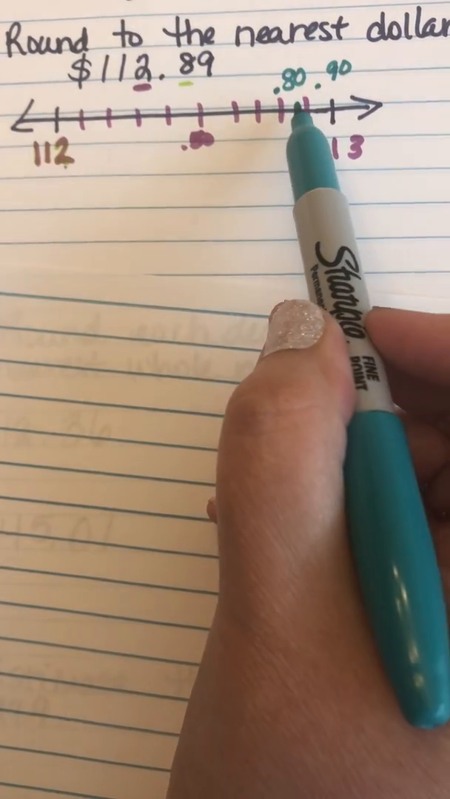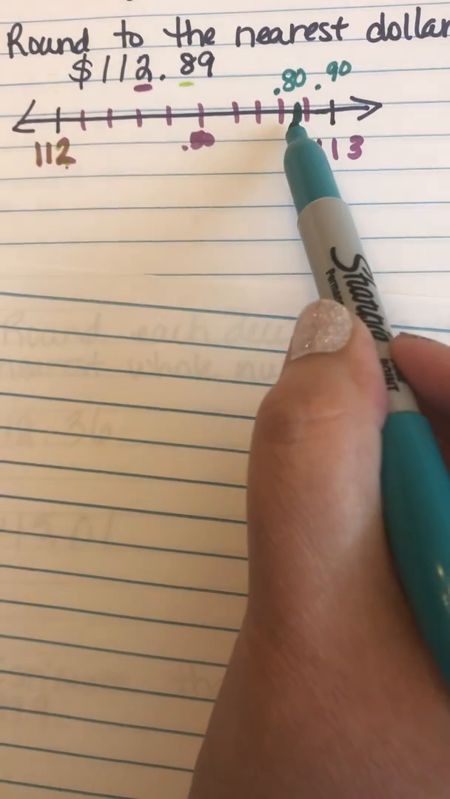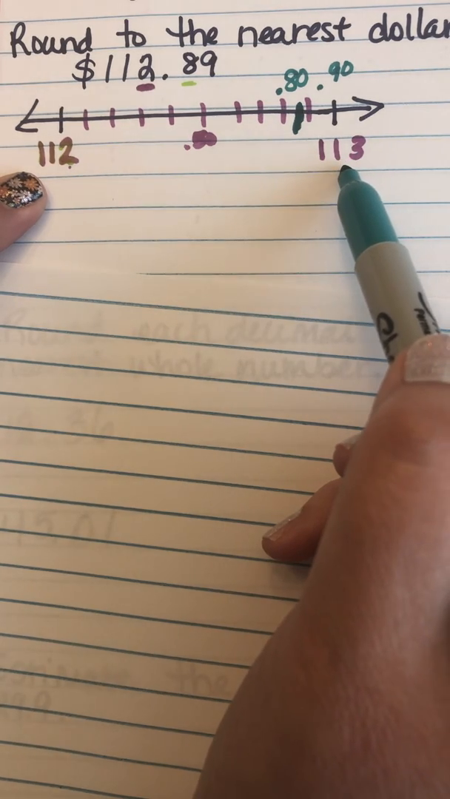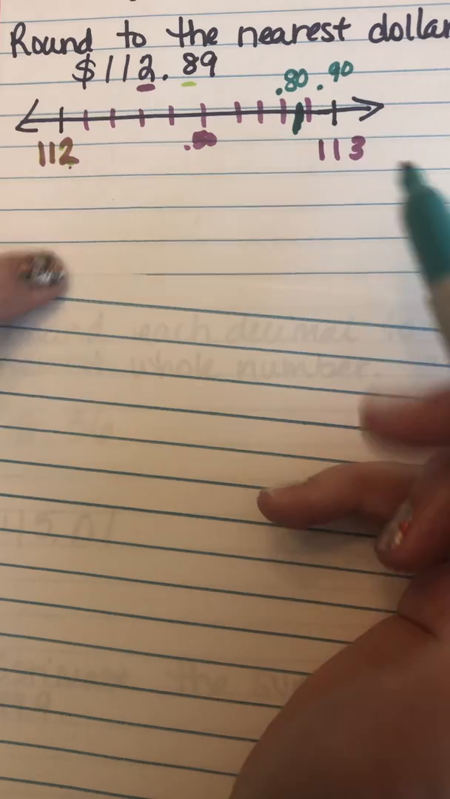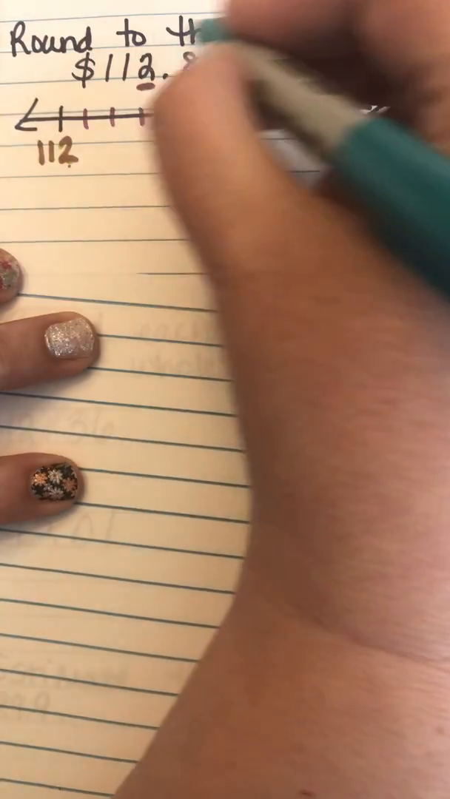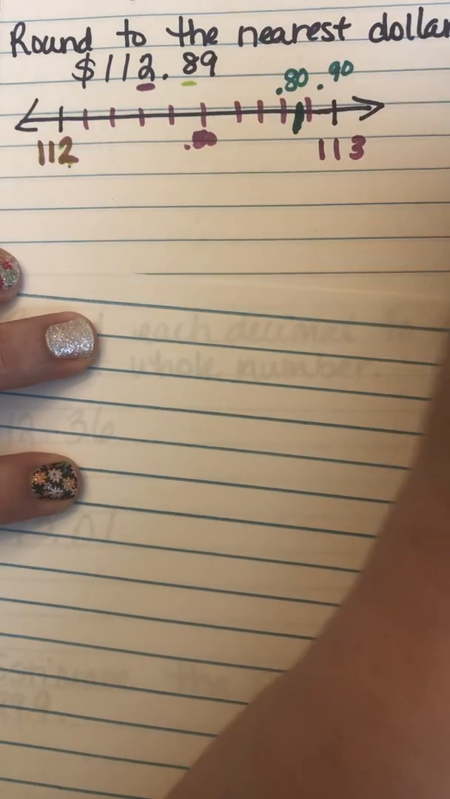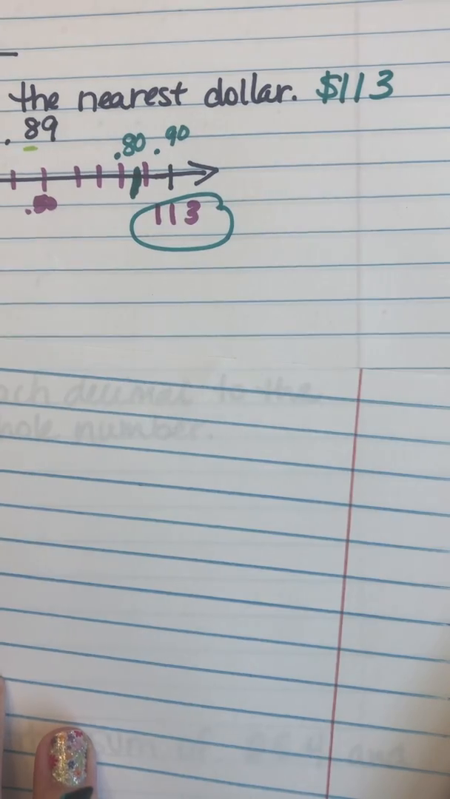If I'm rounding to the nearest dollar, and this is my mark right here, I can look at it and ask, is it closer to 112 or is it closer to $113? In this case, it's much closer to $113. So if I'm going to round $112.89 to the nearest dollar, it is going to round to $113, because it's much closer to that one.